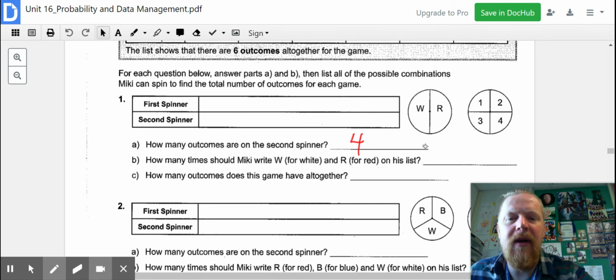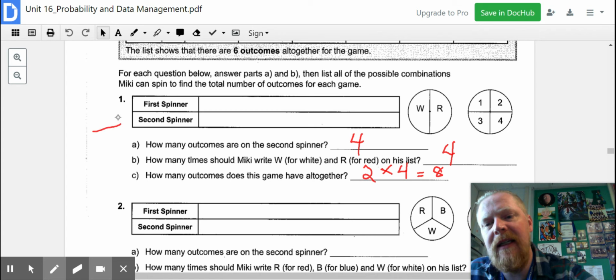How many times should Mickey write W for white and R for red on his list? You should do them 4 times each because there's 4 outcomes for the second spinner. How many outcomes does this game have altogether? Well, the first spinner's got 2 and the second spinner's got 4, so the total number of outcomes should be 8. And we'll confirm that by creating our T-chart.